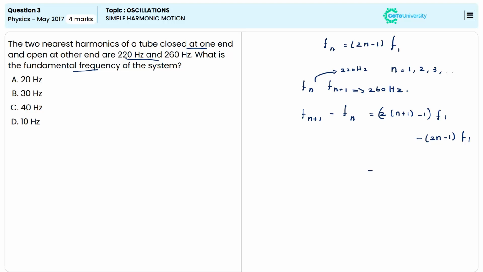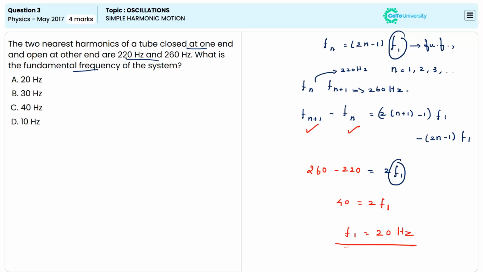So here we can write which will be equal to 2F1, where F1 in the expression is representing the fundamental frequency. So here we can apply the values on the right side. So it will be 260 minus 220. So here it will be equal to 40 is equal to 2F1. So F1 will be equal to 20 Hz. So the fundamental frequency will be equal to 20 Hz. So the correct answer here is option A.